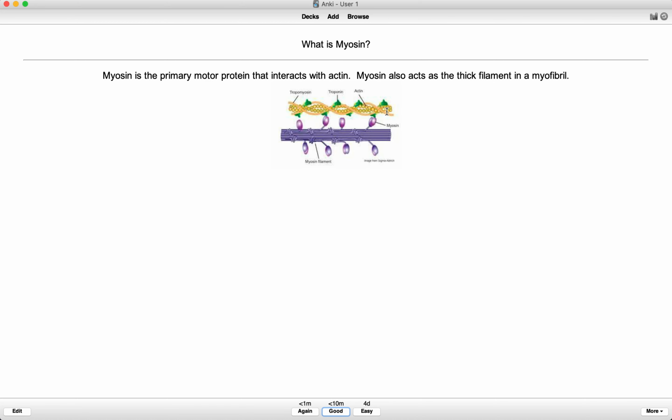Myosin interacts with actin. It is the primary motor protein, with access to actin filaments and myofibrils.